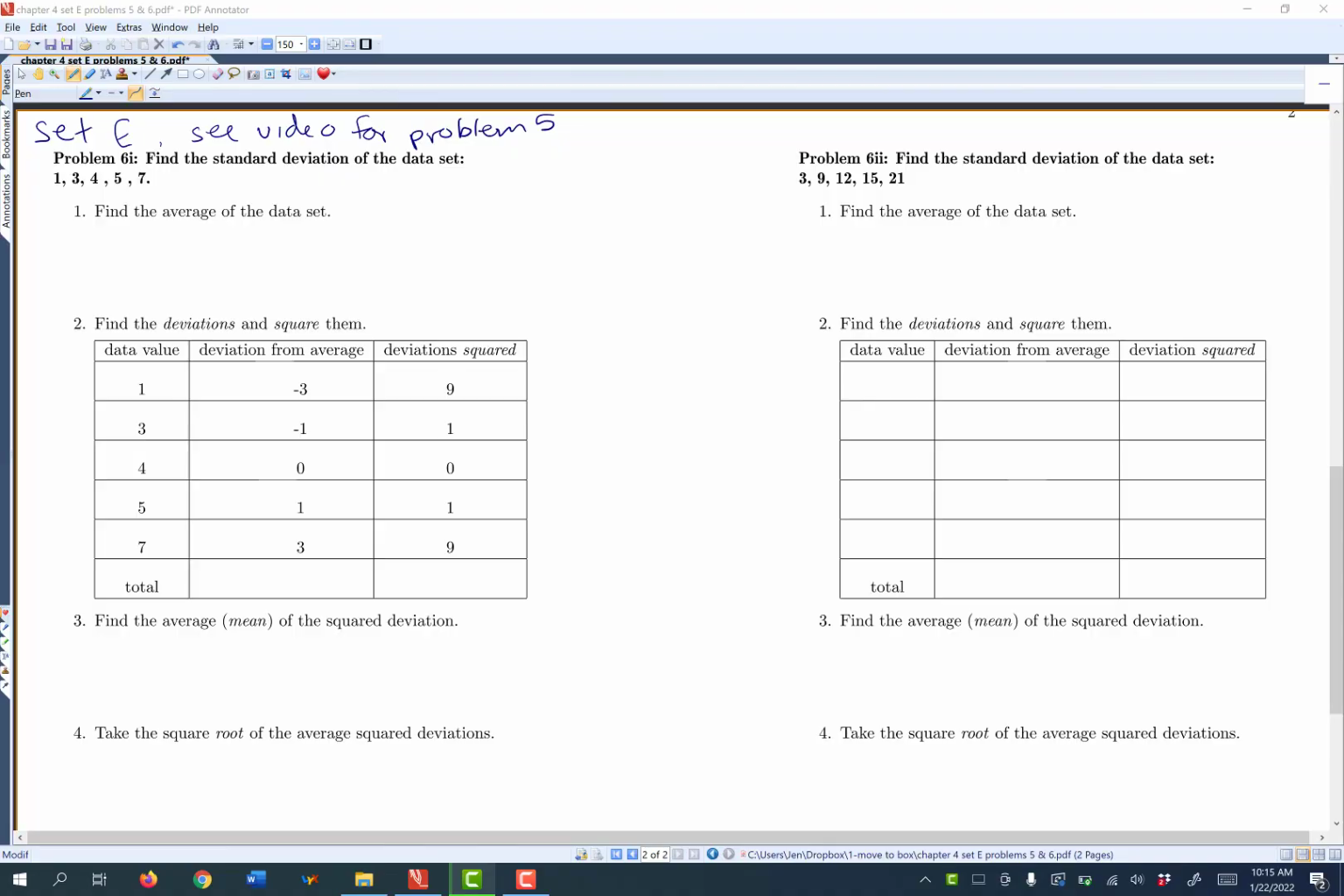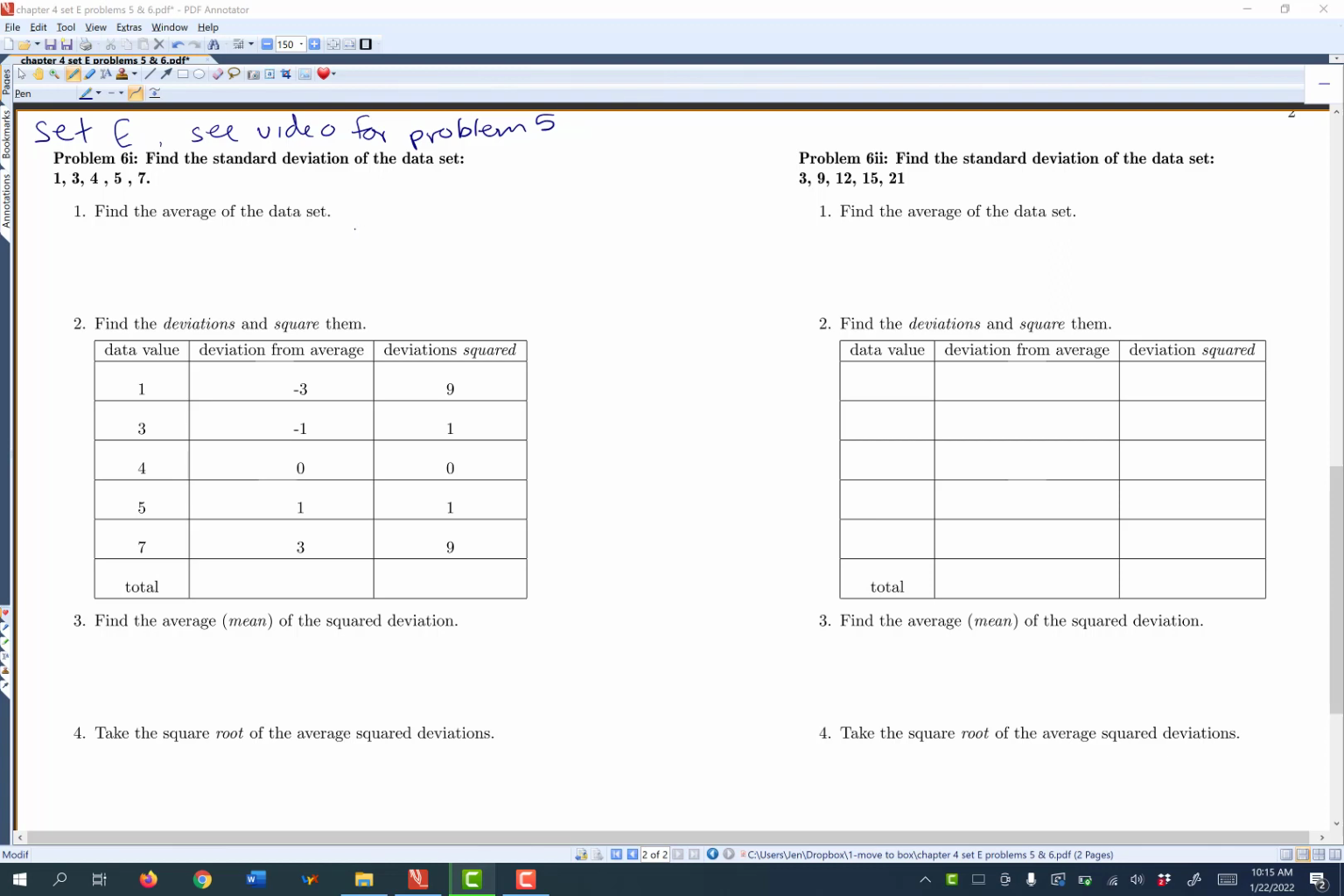This is Chapter 4, Set E, Problem 6. Now for Problem 6, the first list, it tells you to find the average, the deviations from the average, and the standard deviation. Well, we did this already in Problem 5. If you haven't watched the video for Problem 5 yet and you don't know how to do this, go watch the video for Problem 5.